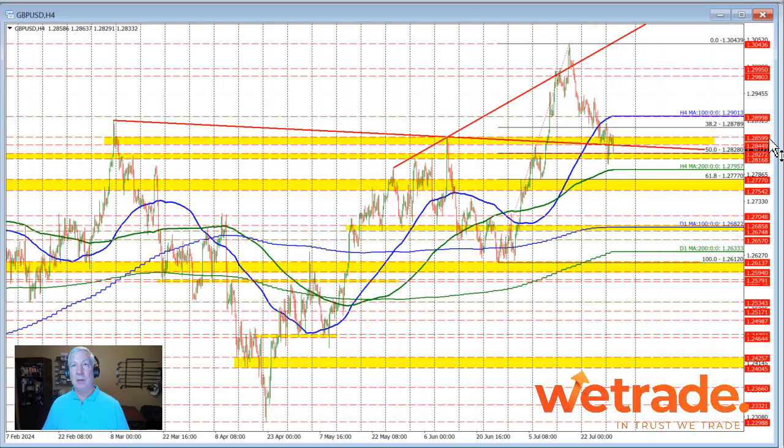If we can stay below 128.60, this high of this swing area, then I think the bias remains lower for the sterling versus US dollar.